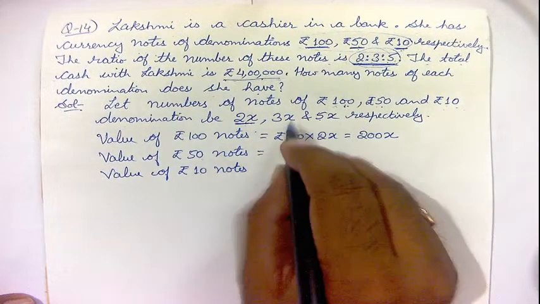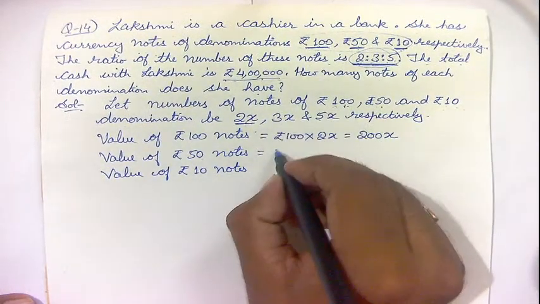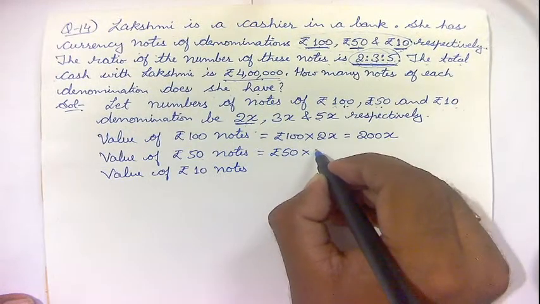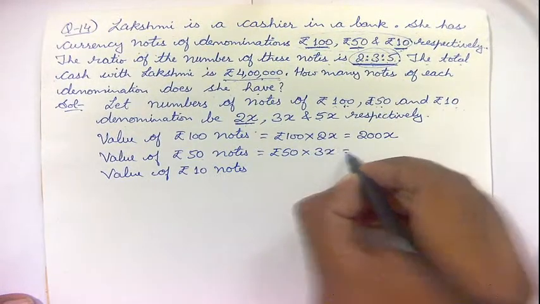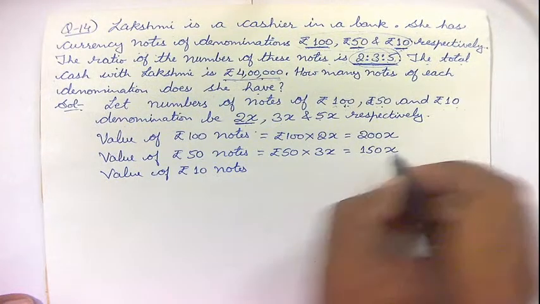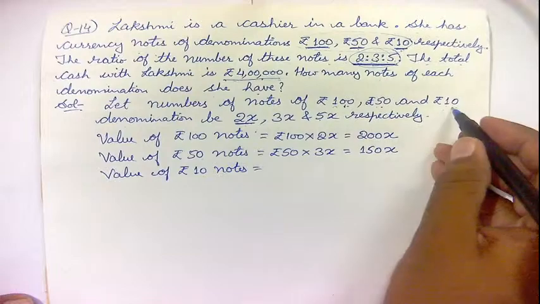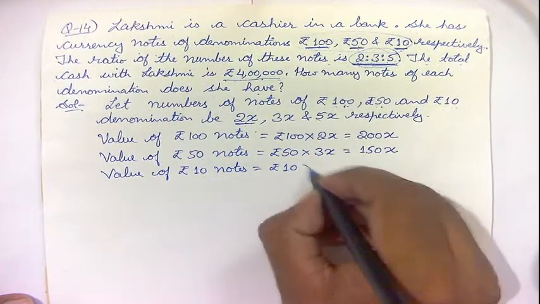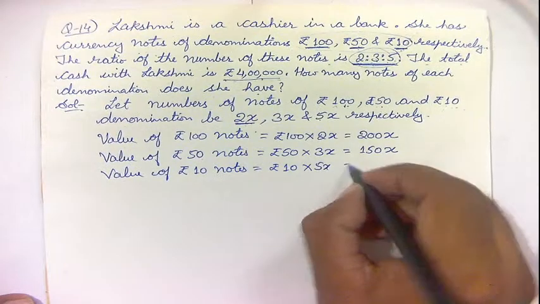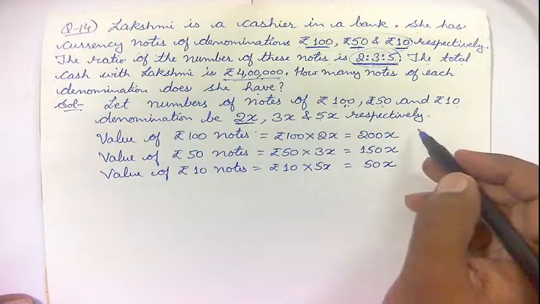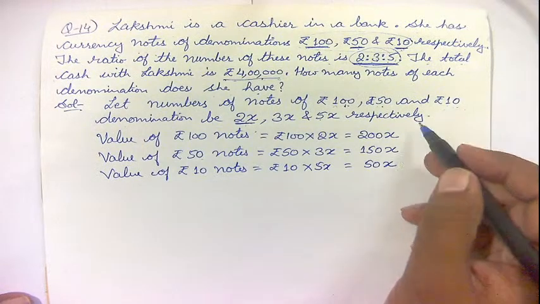Similarly, 50 rupee notes, how many are there? There are 3x in number. So the value becomes rupees 50 multiply 3x. So it is 150x. And rupee 10 notes, they are 5x in number. So the value becomes 10 multiply 5x, that is 50x. So these are the number of notes which are there.